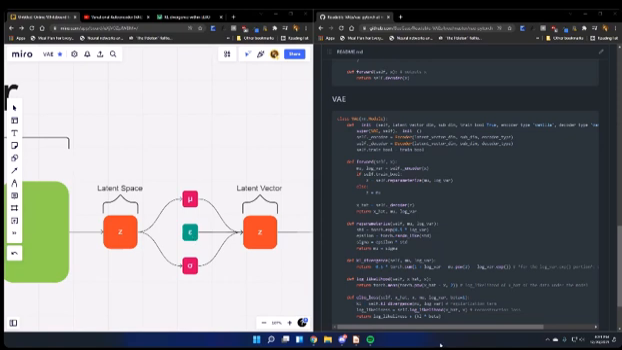So what that looks like is we multiply this epsilon Gaussian by the variance, or in this case, its standard deviation, and then we add the mean.